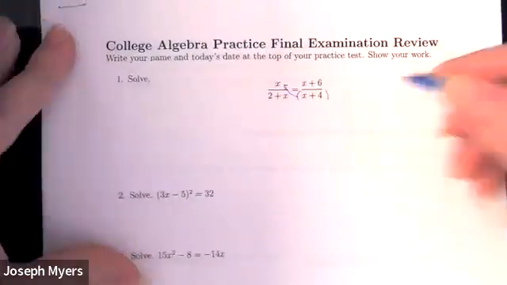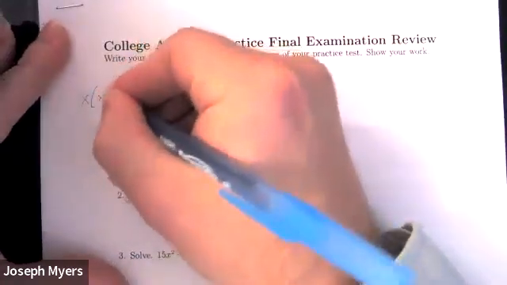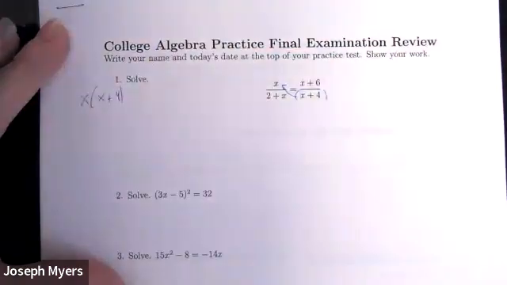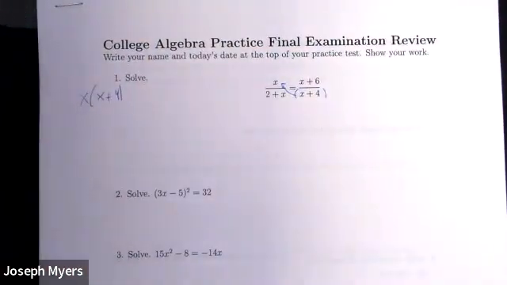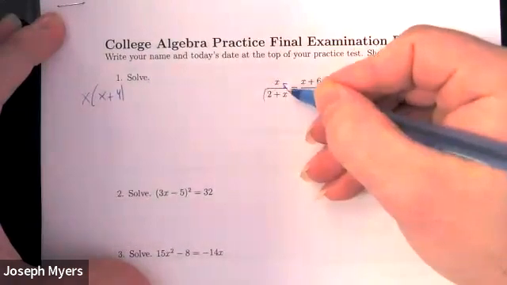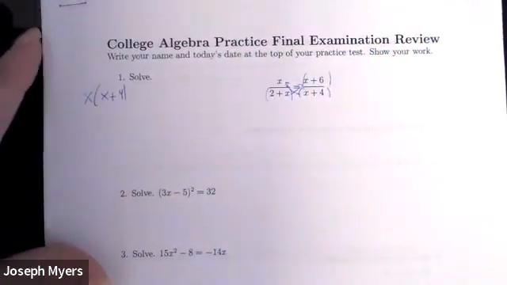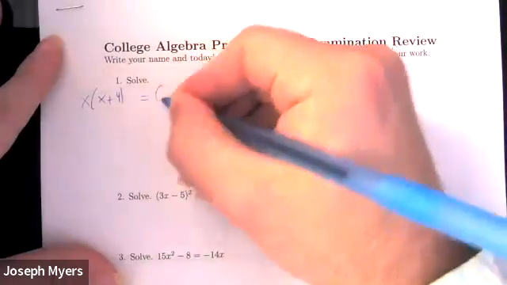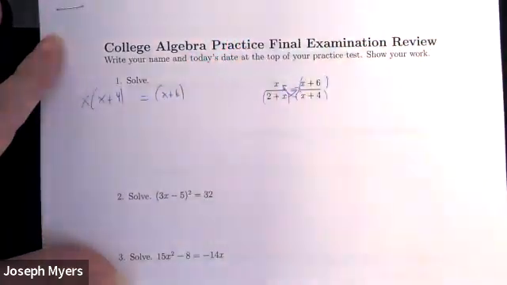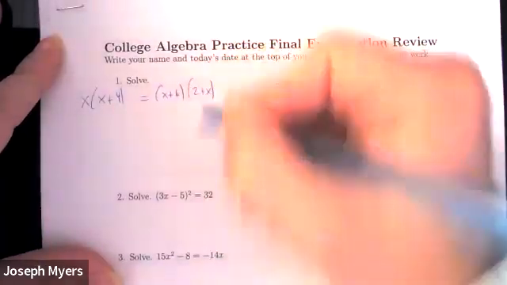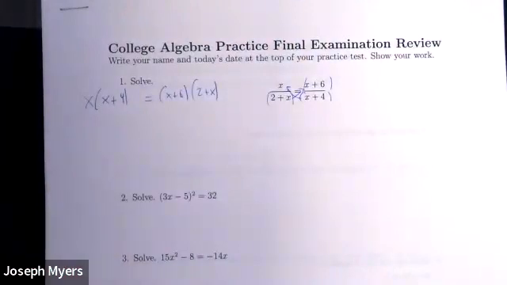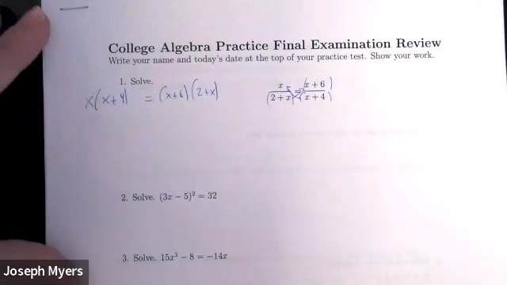So if you do that, you'll get x times x plus 4 on the top of the left side. And then take the bottom of the left side and multiply it times the top of the right side. So if you do that, you'll have the right side, which is x plus 6, multiplied by the bottom of the left side, which is 2 plus x. So you're going to start out by having x times x plus 4 equals x plus 6 times 2 plus x, like that. Then you're going to distribute the x.